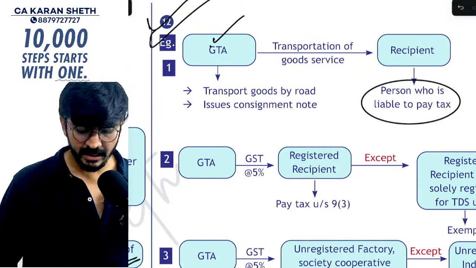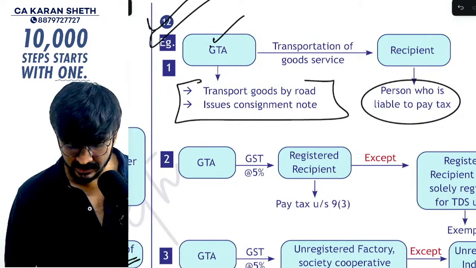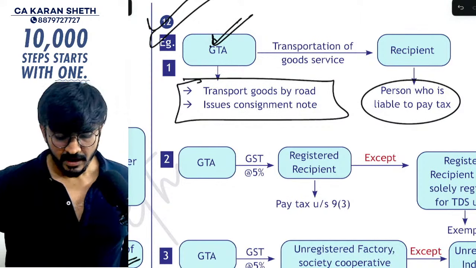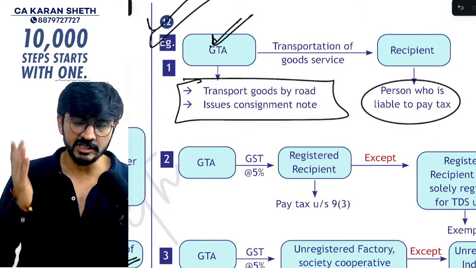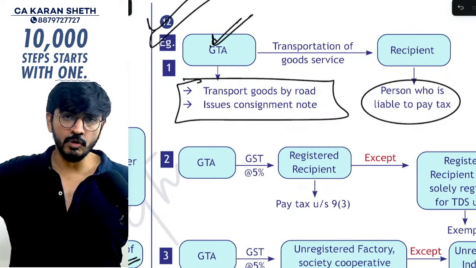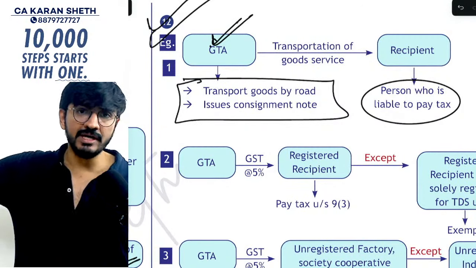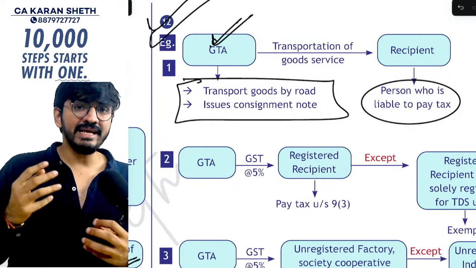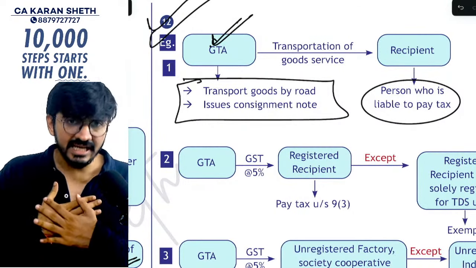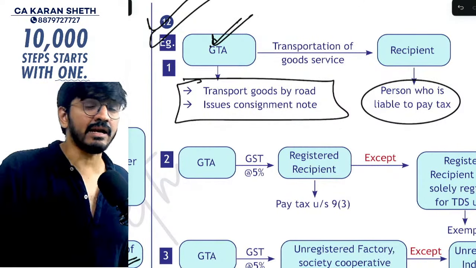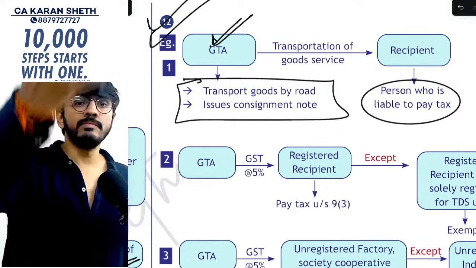Next, GTA. In the case of GTA, my dear friends, understand, we are not taking just any GTA. We are taking that GTA who is basically transporting goods via road and issues a consignment note. Consignment note, my dear friends, is very simple. It is a note that the GTA will issue to the consignor, not the consignee, from whom he has to carry the goods.